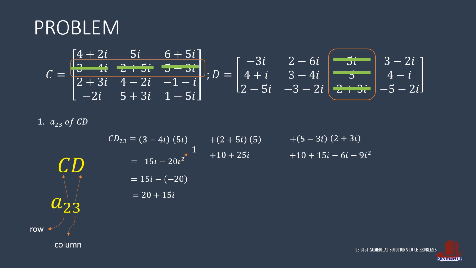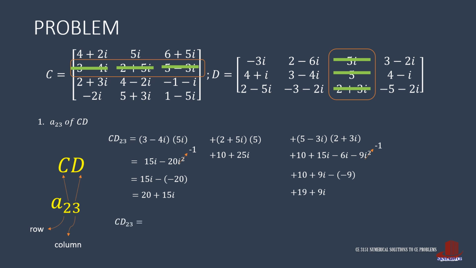The last pair requires a FOIL method, where 5 times 2 is 10. 5 times 3i is 15i. Negative 3i times 2 is negative 6i, and negative 3i times positive 3i is negative 9i squared. Again, i squared is negative 1, making the product 10 plus 9i minus negative 9, which can be reduced to 19 plus 9i.